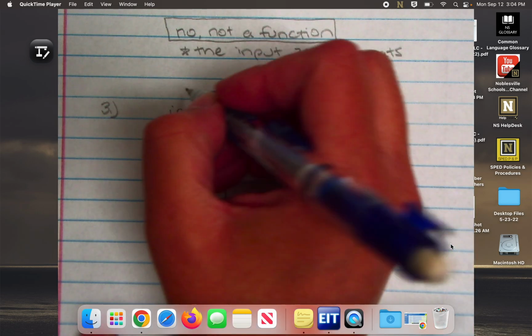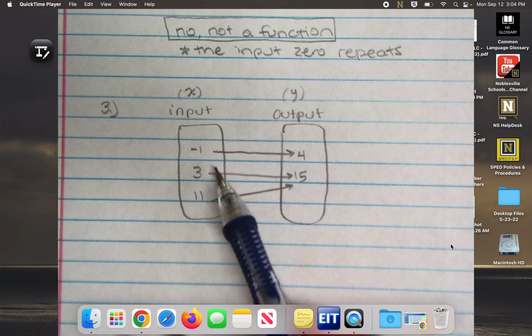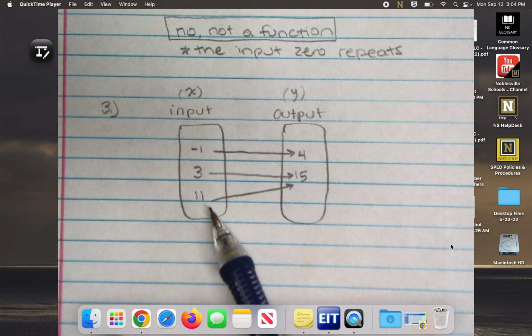So all we want to look at are the x values. Do any of these get used more than once? No. So is it a function? Yes.